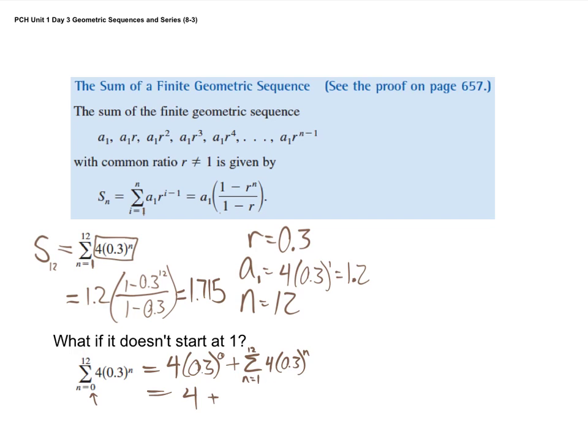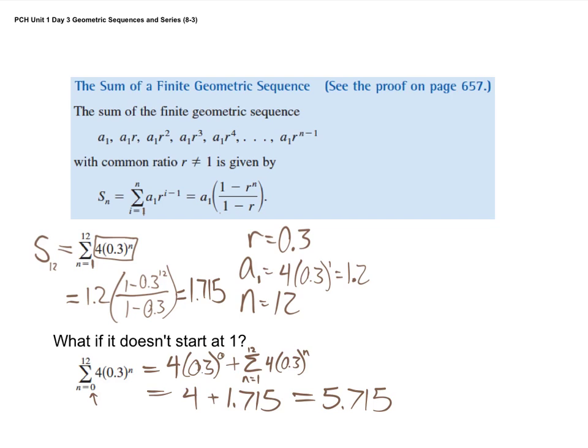Okay? So here's the deal. Our formula calls for us to go from 1 to n. If for some reason it doesn't start there, you can still use that formula for most of your answer. Just figure out how to get what more you need. We just did S sub 12. Up here, it's 1.715. So our total is 5.715. That's the sum.